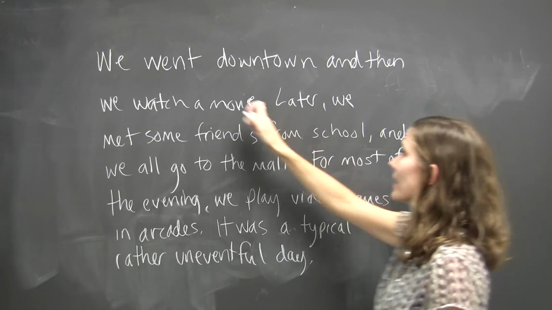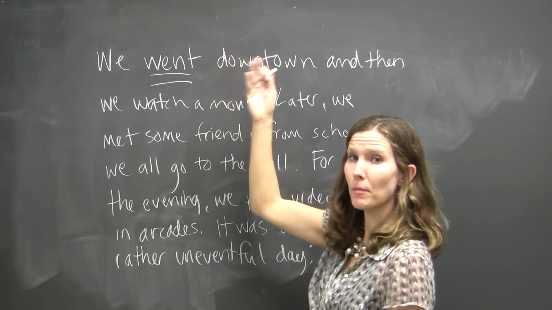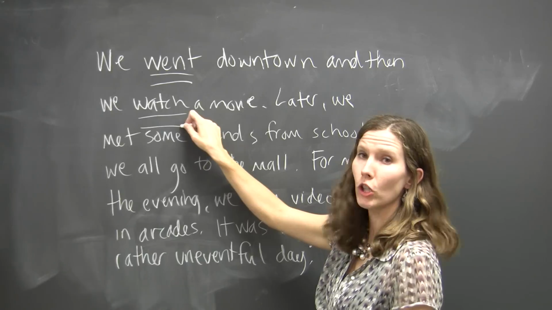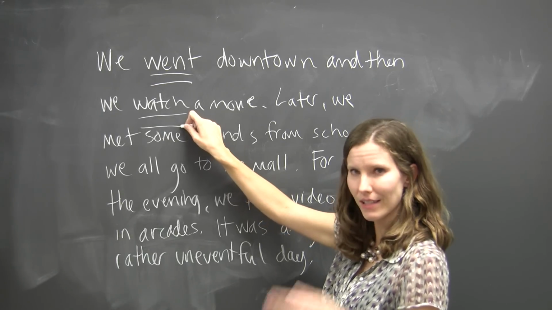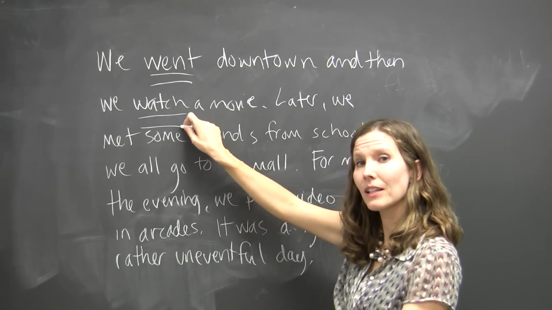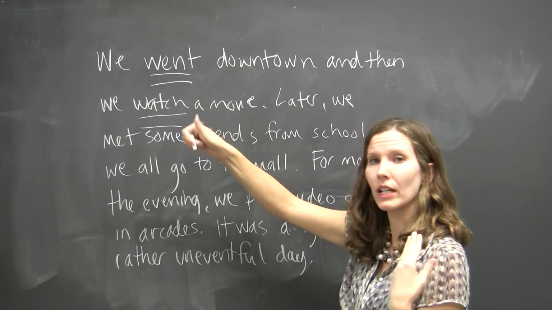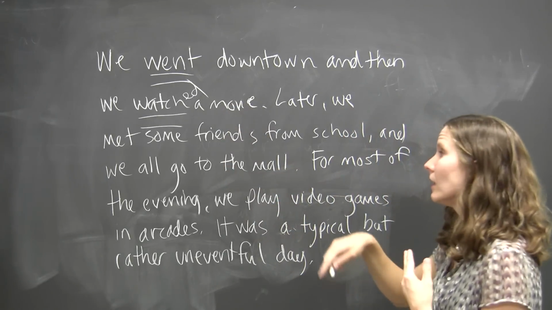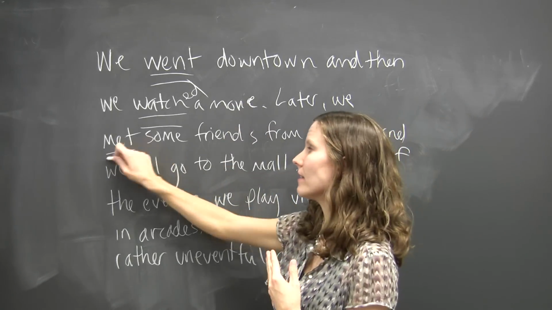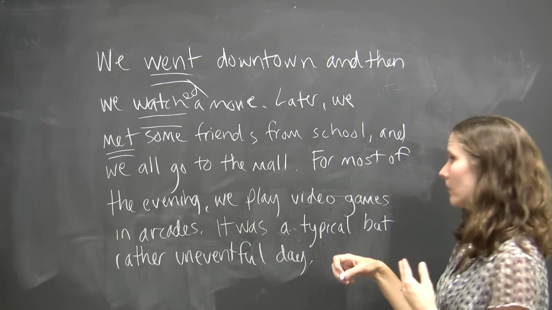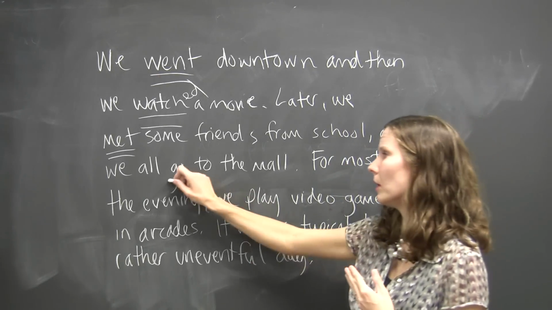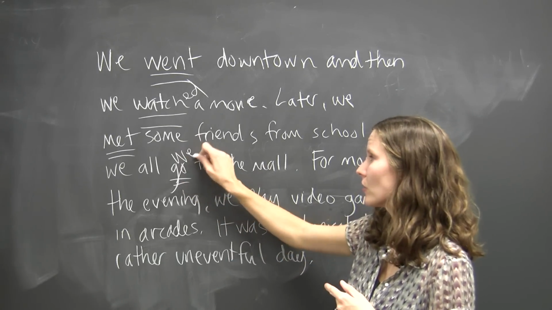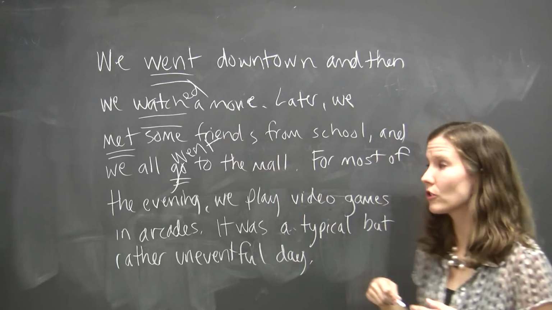So we went downtown. Here's my verb, that's past tense, so that's fine. And then we watch a movie. Here's my verb. Watch is the present tense, it's happening right now. I need to make this past tense, meaning we watched a movie in the past, so I would change it to watched a movie. Later we met some friends, that's already past tense, from school, and we all go to the mall. Go is present tense, it's happening right now, so I would need to change it to the past tense. We all went to the mall.